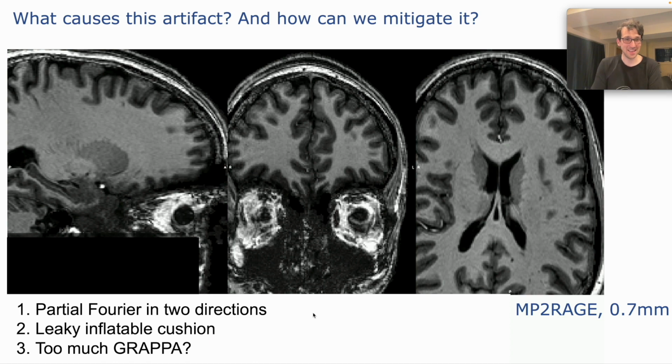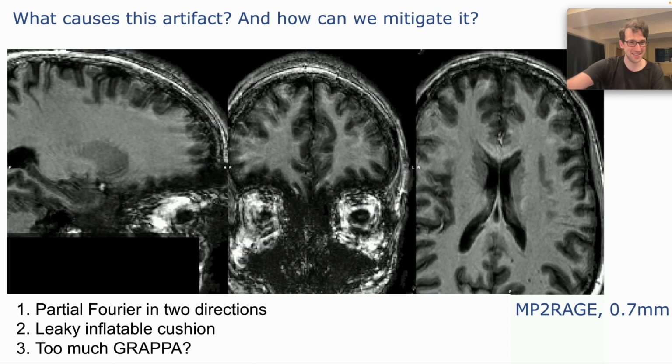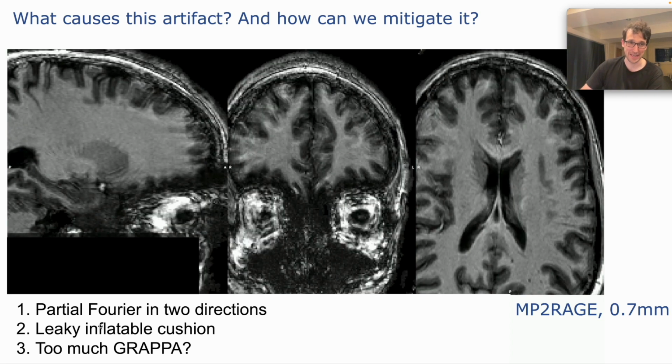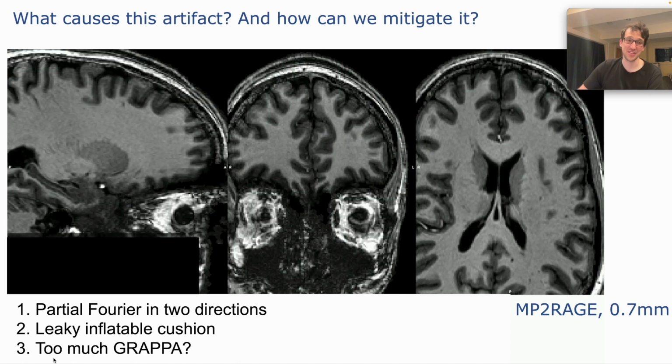Then the second last question I want to ask, to get the transition to Saskia's next presentation going, is about structural imaging. So we have here 2 images. One of them looks better than the other one. What's the difference here? Option 1, this is partial Fourier in 2 directions. You should never do partial Fourier in 2 directions. It does not make sense and just makes you a bad scientist. Option 2, this was an inflatable cushion that was leaking. Option 3, it's just too much GRAPPA. Reduce the GRAPPA and do it again.